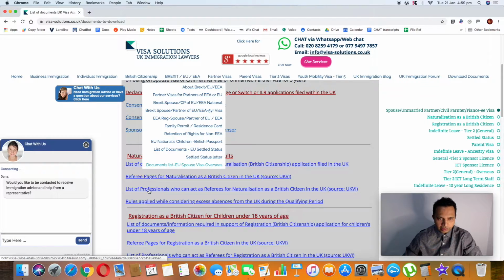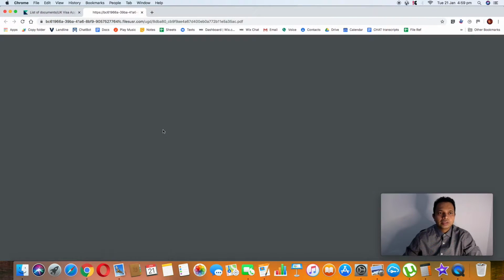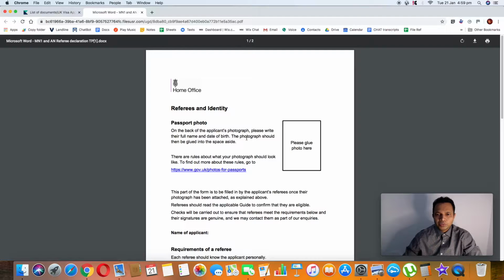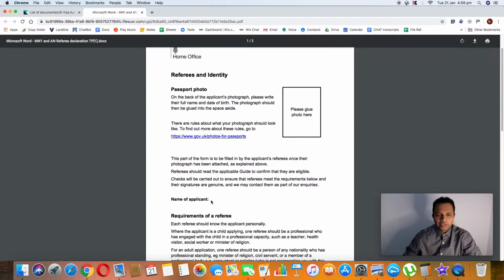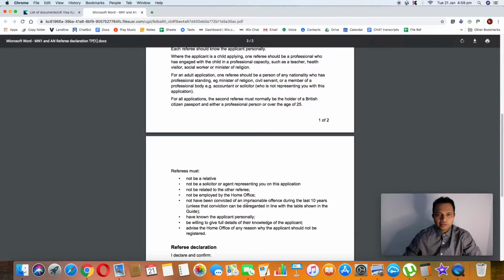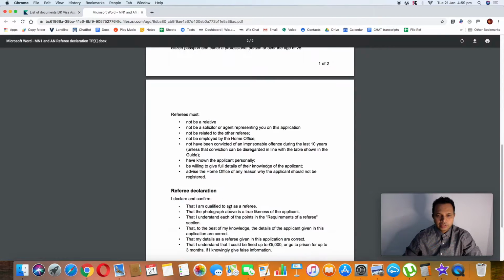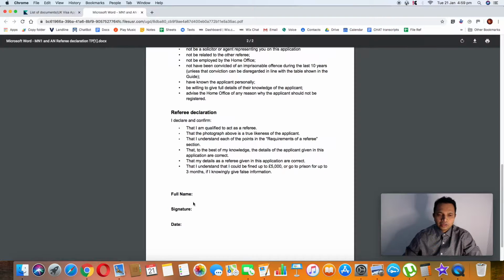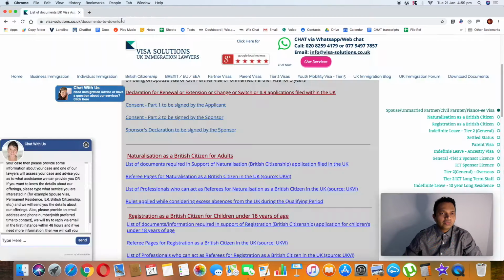Then the second document is the referee pages. You need to print out 2 copies of these referee pages, paste your photograph, and write the name of the applicant, and the referee has to read this declaration and sign and date it. You need 2 referees. I will give you the link.